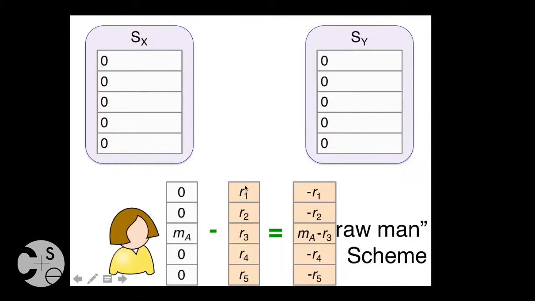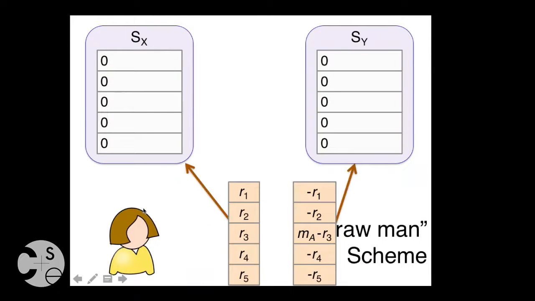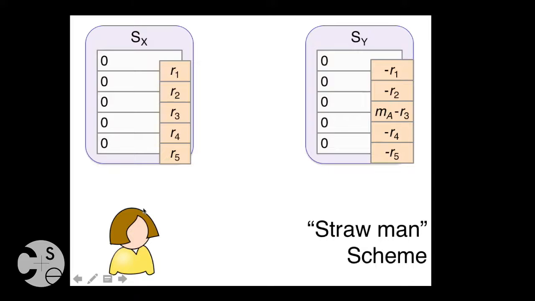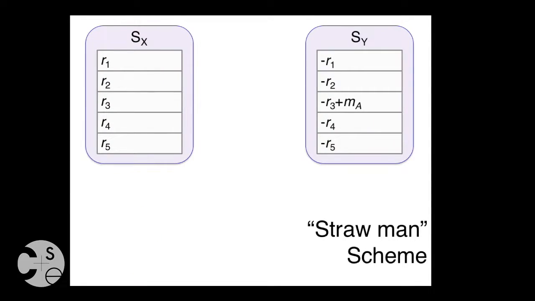You notice that the random vector, of course, reveals nothing about Alice's message. And the second vector by itself is just a bunch of random numbers, so it also reveals nothing about the message. Then she sends one vector to one server and another vector to the other server. And the servers, with no zero-knowledge proofs, all they do is add the value into their current accumulators. That's it.